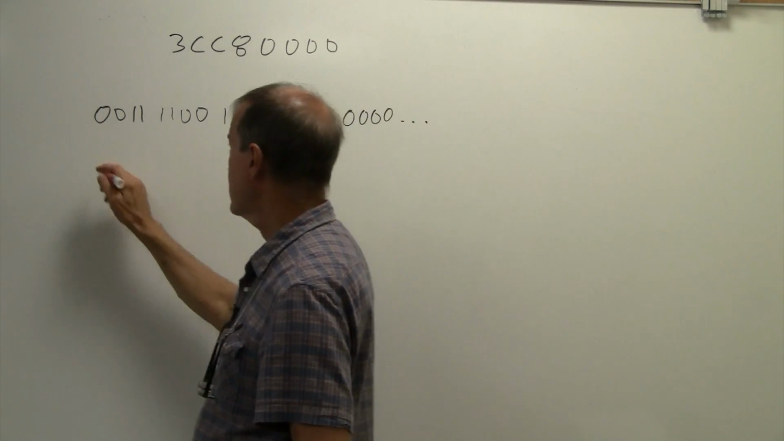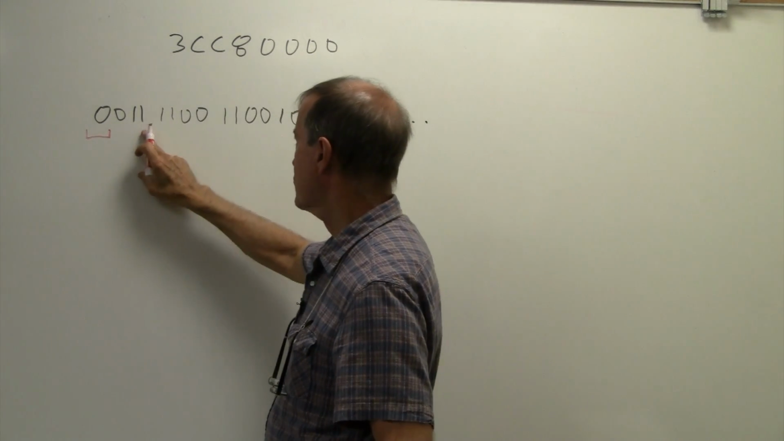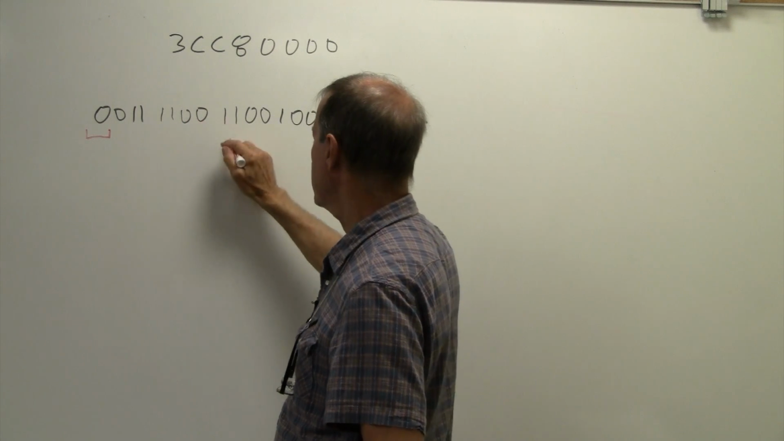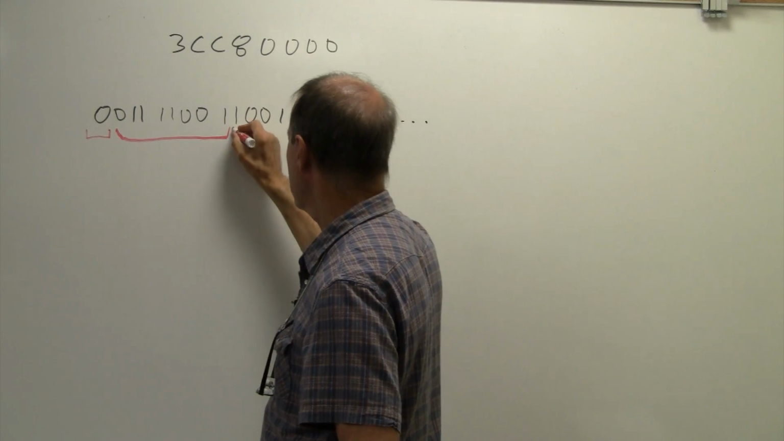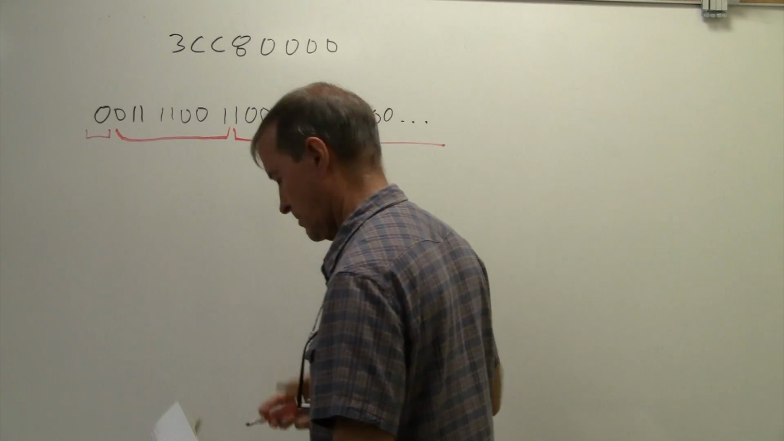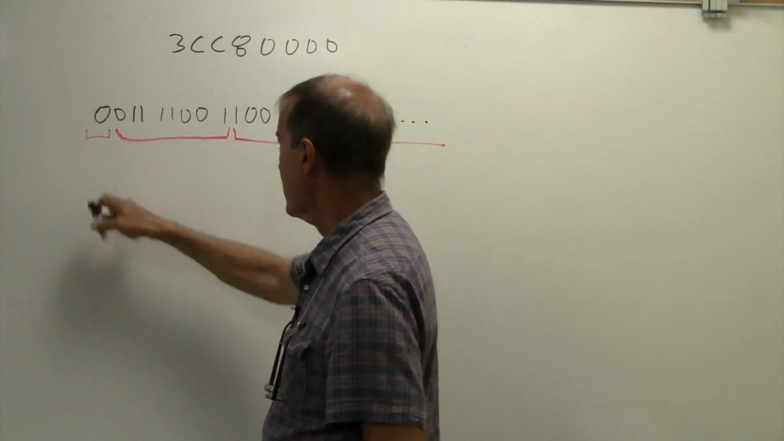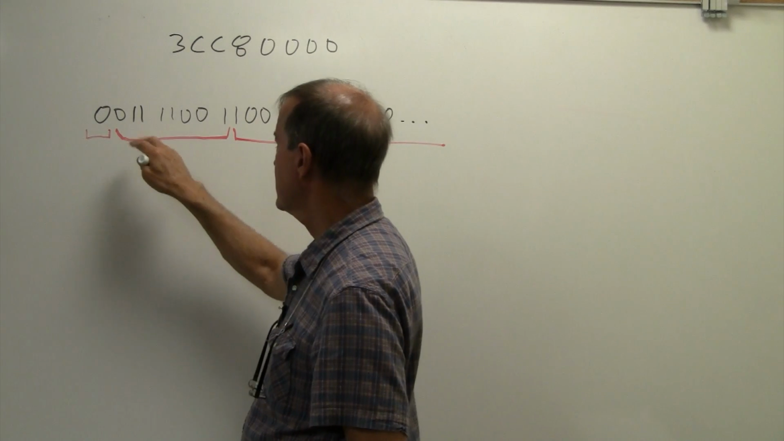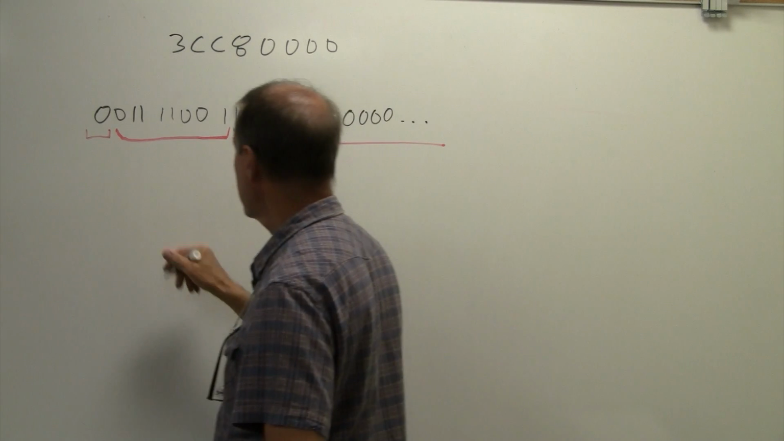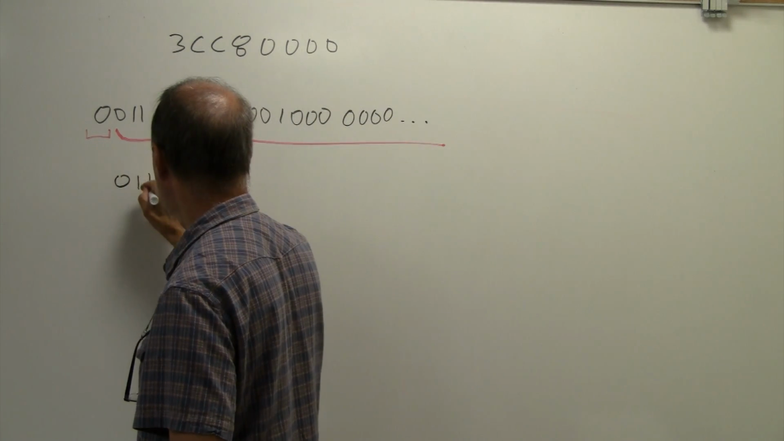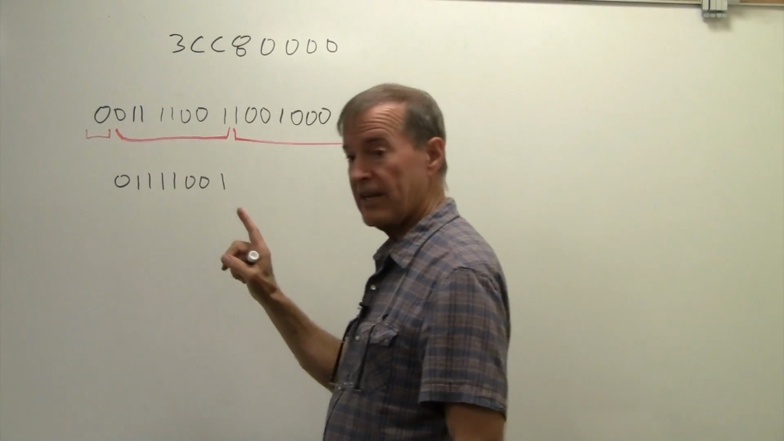So now we have to just peel this off. This 0 is the sign bit. And then 1, 2, 3, 4, 5, 6, 7, 8, so here to here, and then from here on. So this is the sign bit. Now we have to convert 01111000 1. So what is that?